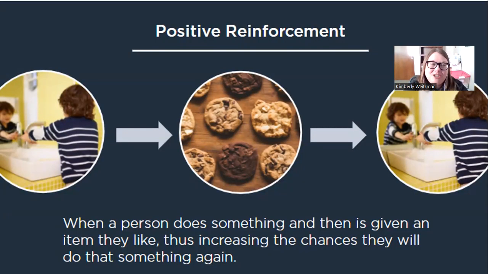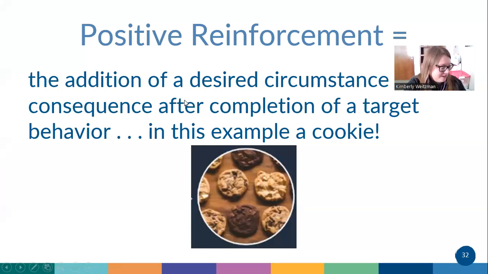So here's a couple pictures. We see a little boy washing his hands. Whenever he washes his hands after dinner, his caregiver gives him a cookie, and the likelihood that he will wash his hands again in the future increases. So when a person does something and then is given an item that they like, this is considered positive reinforcement because it increases the chances they will do that hand washing again in order to get the cookie. So that's a great example of positive reinforcement.